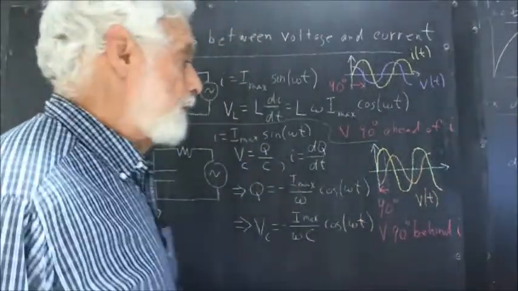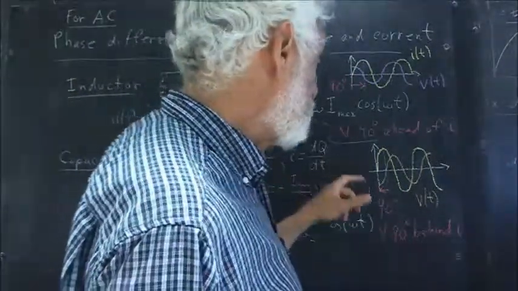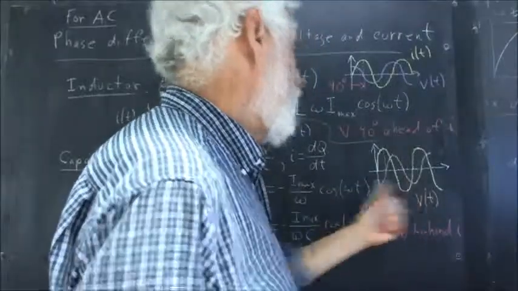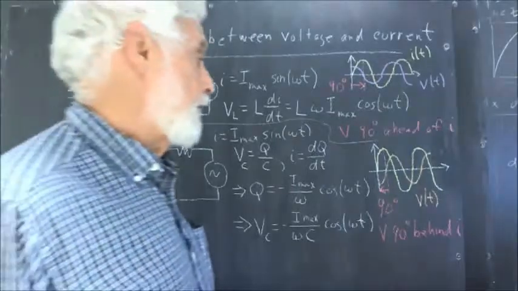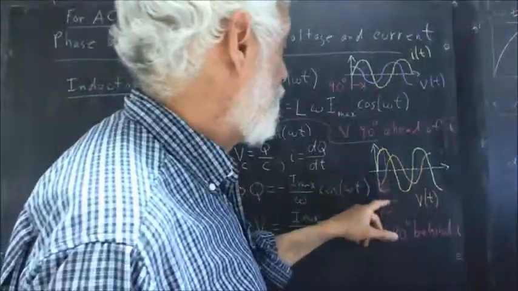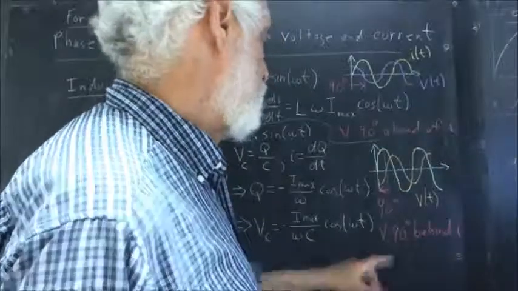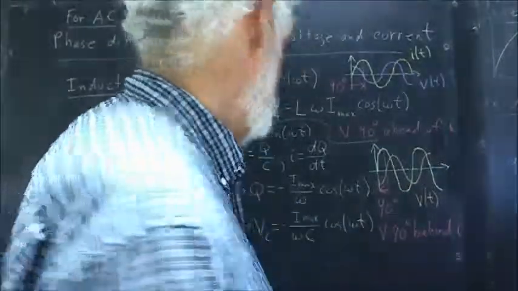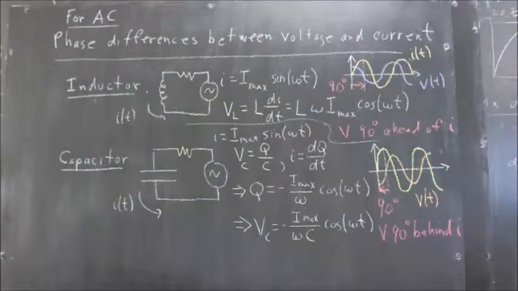Now if we're going from the V of t graph toward the I of t graph, we're going in the opposite direction as we were here. Okay, so that the V of t graph is now 90 degrees behind the I of t graph. So V's 90 degrees behind I. Now that's all very important. There's more, but I'm going to stop at this point and then we'll develop more of this idea.